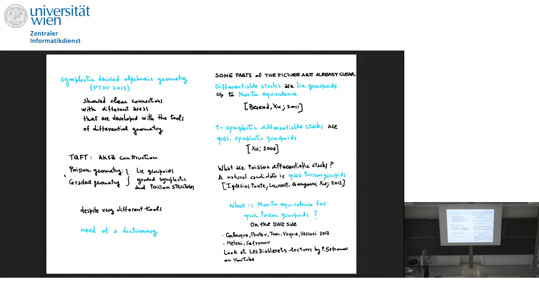Some parts of this relation were immediately clear from the point of view of Poisson geometry. So, for instance, first of all, differentiable stacks were known to be Lie groupoids. This was spelled out in this paper by Behrend and Xu. So this was something known since the beginning. And even symplectic structures on these stacks were known to be quasi-symplectic groupoids. I think Xu proved the Morita invariance of this quasi-symplectic structure. And so this is a statement that this geometrical structure lives on the differentiable stack.